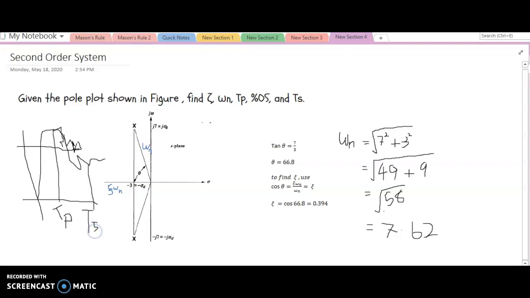I think that's all, because there is no more time for this video. Hopefully you can understand the concept of second order systems. The other three examples I will not show you how to solve, but the solutions are there. Thank you.